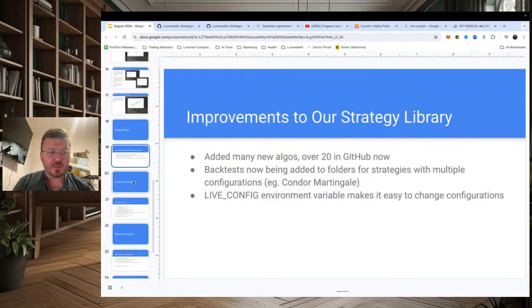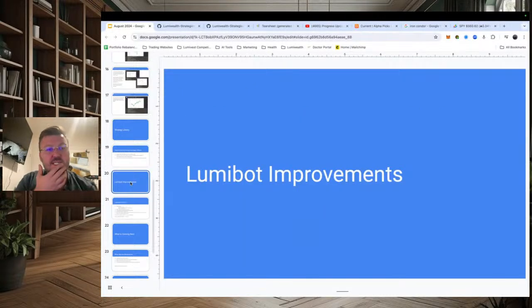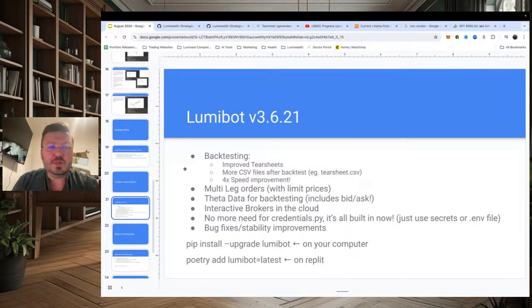Okay, cool. So next order of business, let's talk about some improvements to LumiBot. We've made a lot of improvements, not just me. There's been a lot of people working on this. So a couple of things that we've done since the last time we had this update.